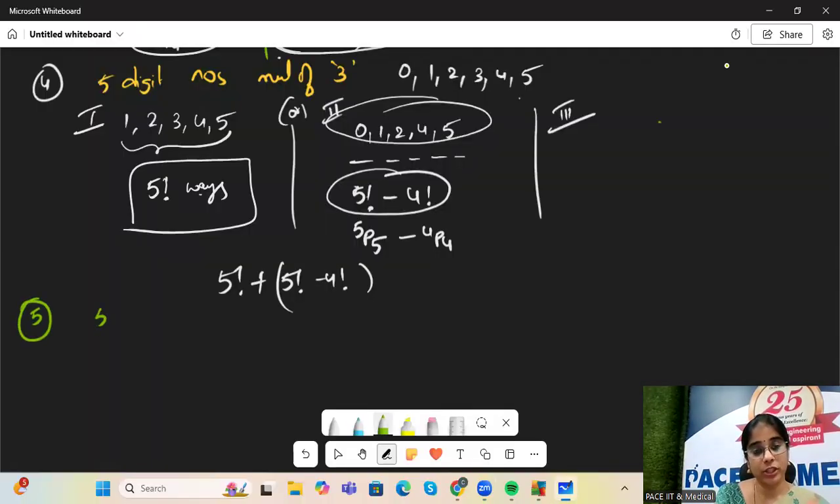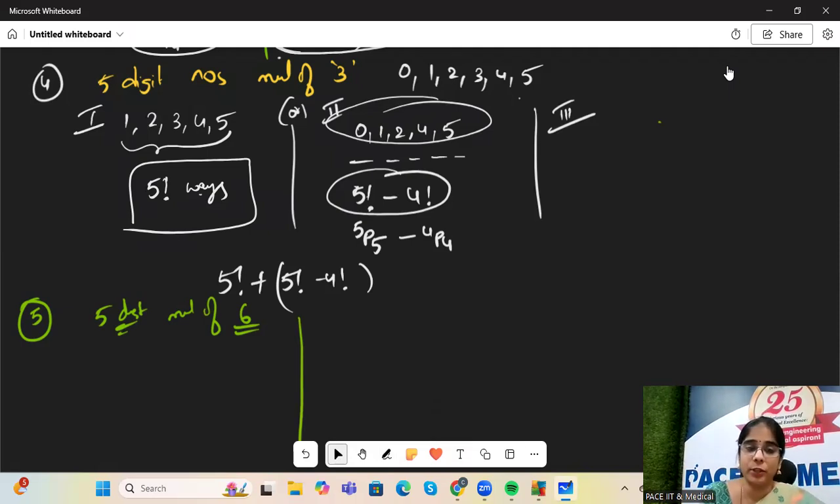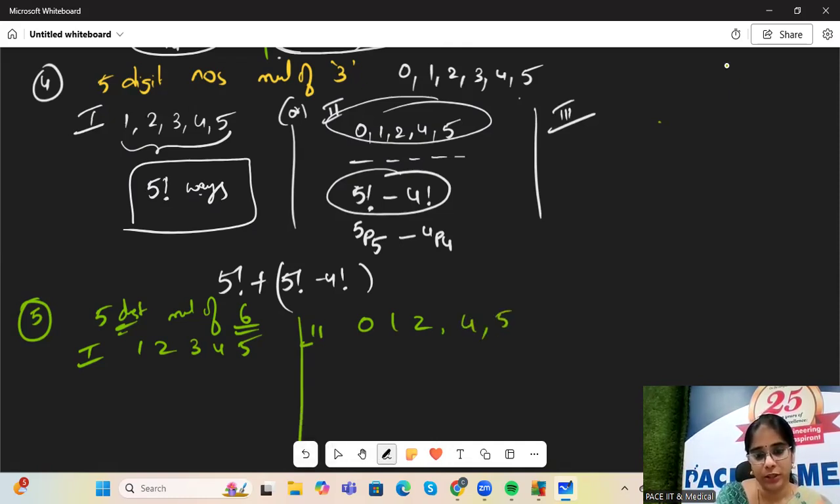Now, my fifth question is a 5-digit number which is a multiple of 6. Divisibility by 6 means the number should be divisible by both 2 and 3. Divisibility by 3 is what we just checked, so the same 2 cases. The first case is with 1, 2, 3, 4, 5. The second case is with 0, 1, 2, 4 and 5, sorry, these digits are what we are choosing.